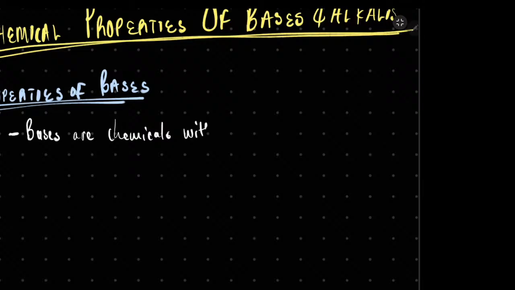chemicals with pH values above 7. So if you get any chemical which has a pH value that is above 7, then it's a base. Now, I'll highlight the important things, so we just need to keep going.